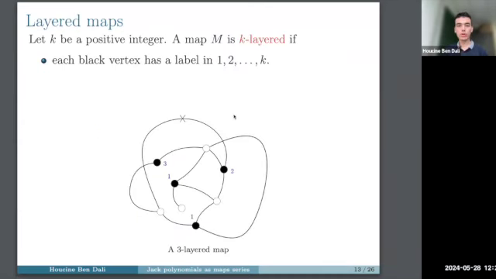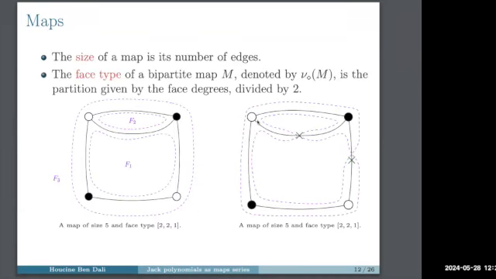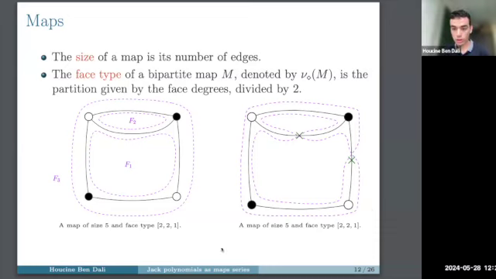So the last definition about maps is... Sorry, what was the face type of the second map? Yeah, so if I'm not mistaken, it should be... okay. I think that this is wrong. Sorry, it should be 5 because we can try to construct the faces.